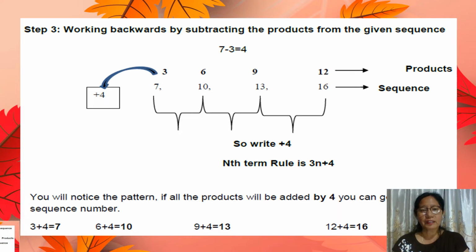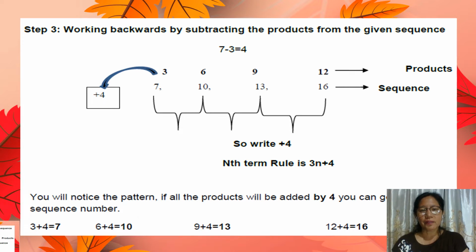If we subtract our product 3 from 7, we come up with 4. And 10 minus the product 6, again, the result is 4. 13 minus the product 9, the result again is 4. And 16 minus the product 12, the result is 4.